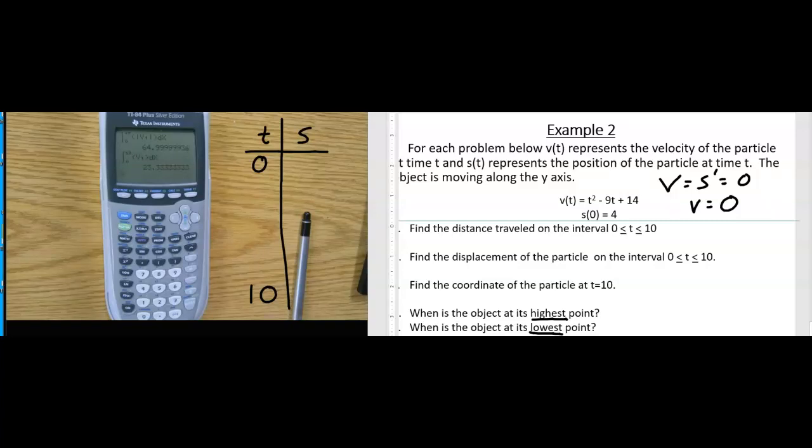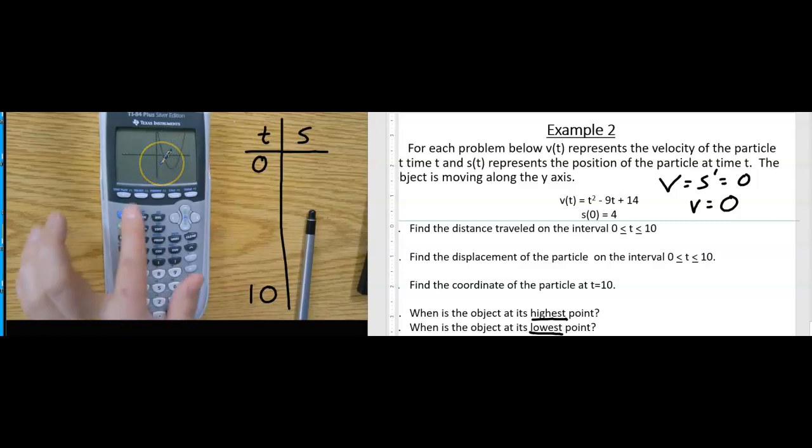So let's do that. Now I've already got my equation entered, so all I need to do is push graph, and that'll graph it for me. Once again, you're going to want to make sure that your viewing window includes the interval that we're looking at. I'm going from 0 to 10, and it has 0 to 10 on here already, so we're good. But you can always click window and adjust it if you need to. But in this case, we're fine.